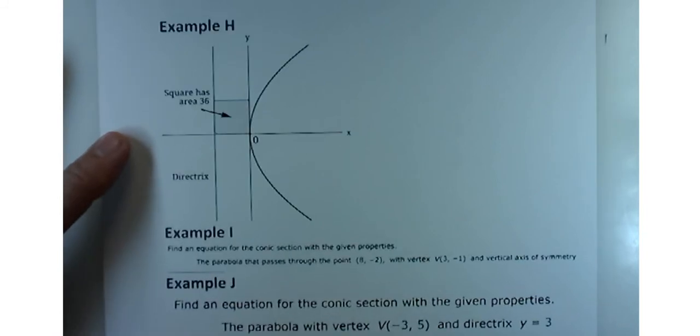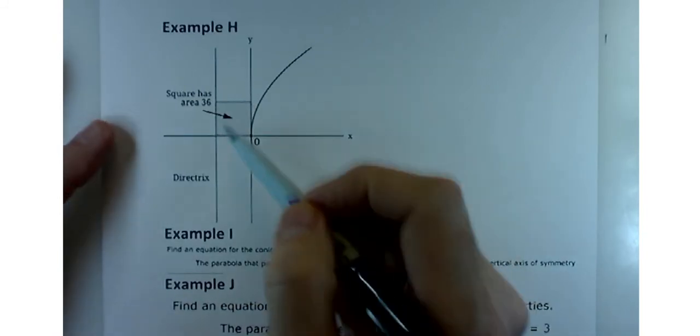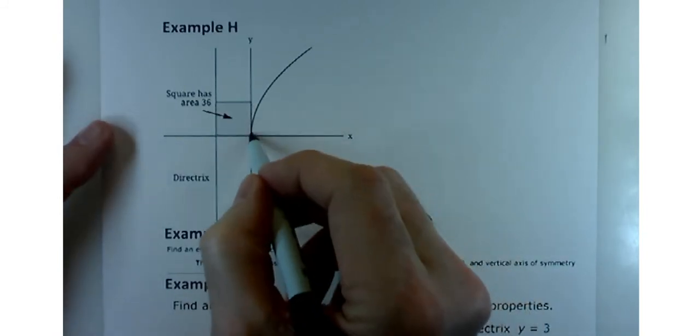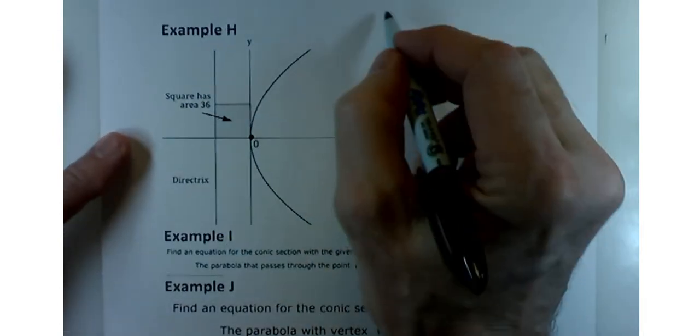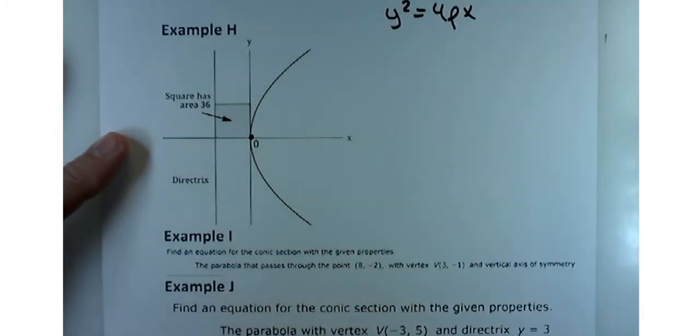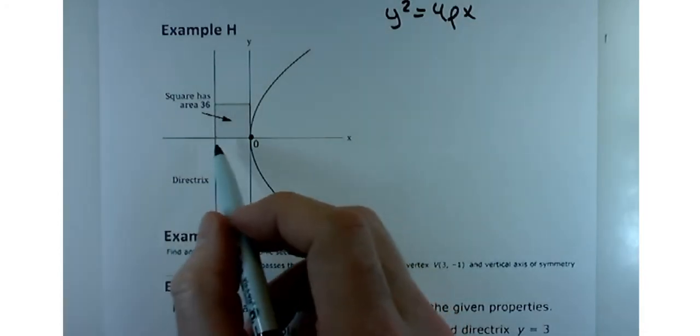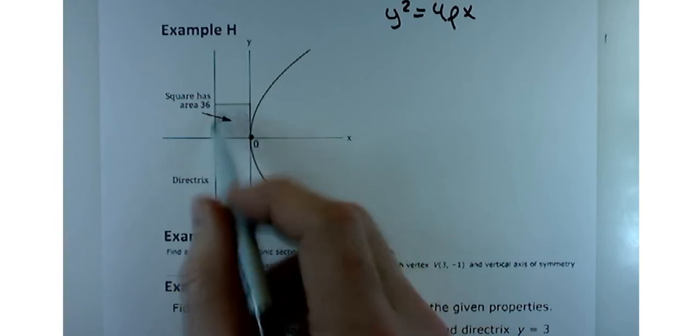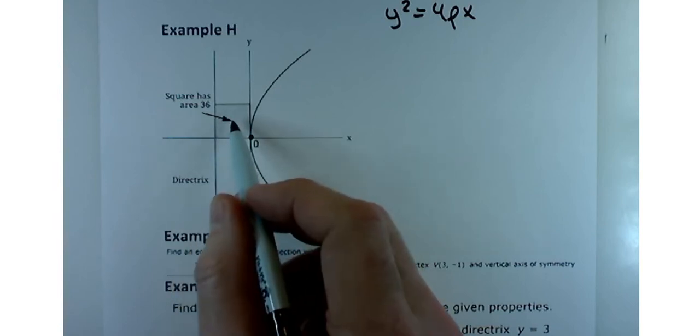And that one's going to be H here. So you've got a parabola that faces to the right. We know what its general form has to be. It has to be y squared equals 4px. But they don't really give us much. What they tell us is that this square has an area of 36.